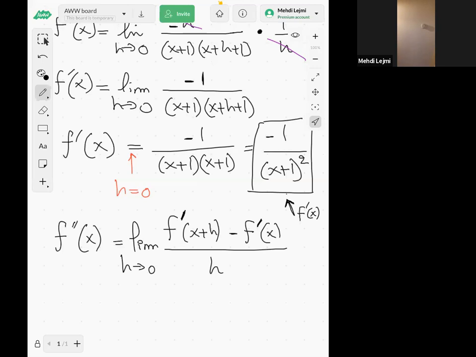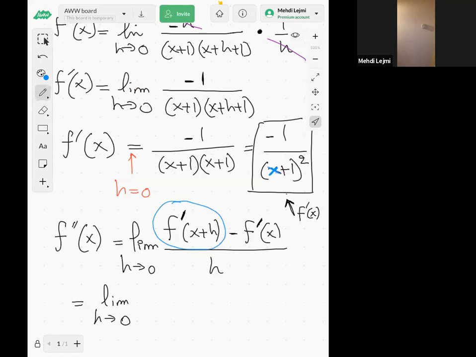We know f prime of x is just the answer we got, so it's negative one over x plus one squared. So this is the limit as h goes to zero. So what about f prime of x plus h? So what will be f prime of x plus h? All you have to do, guys, is just substitute this x by x plus h.